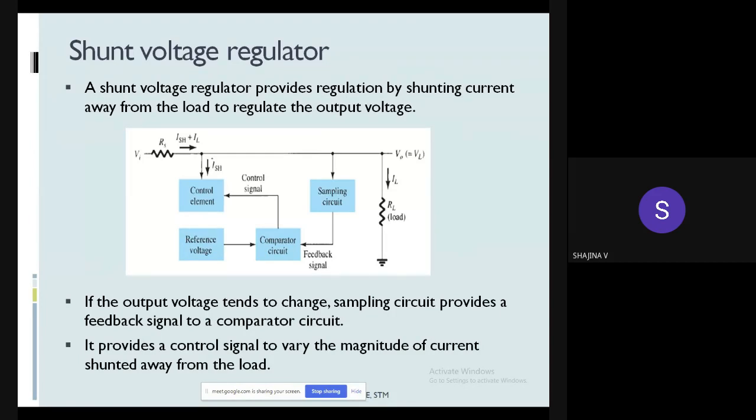So this is the block diagram representation. Study the circuit diagram properly. This is the block diagram representation of a shunt voltage regulator.